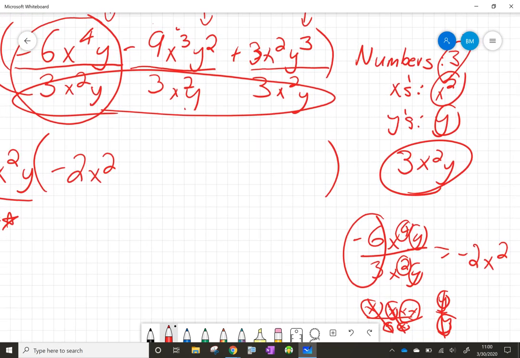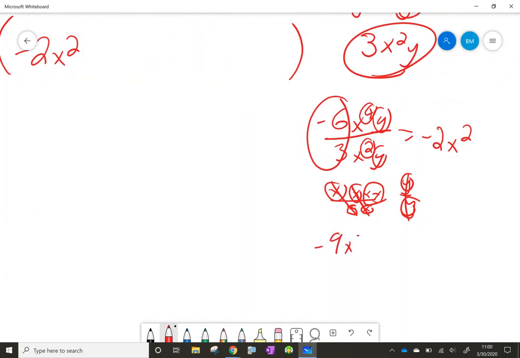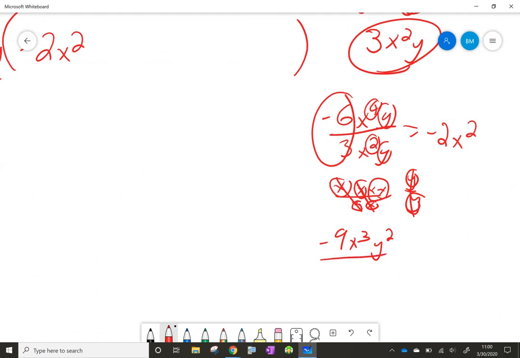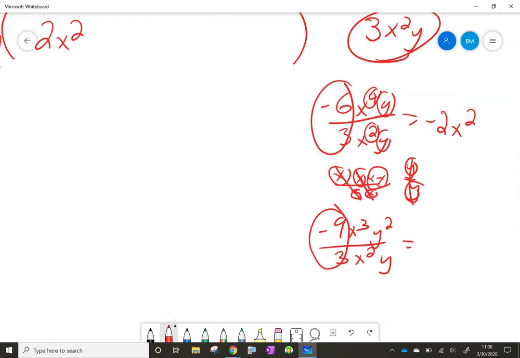Let's look at the next group. The next group is negative 9x to the third y to the second. Again, it's getting divided by the GCF of 3x squared y. The numbers: negative 9 divided by 3 is negative 3. This one has 3 x's on top and 2 on bottom, so that pair will cancel, and you're left with just x to the first, 1x there. It also has 2 y's on top and 1 on bottom. This will cancel, leaving you with 1 y. So it's going to be negative 3xy.